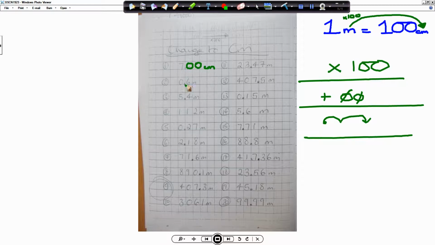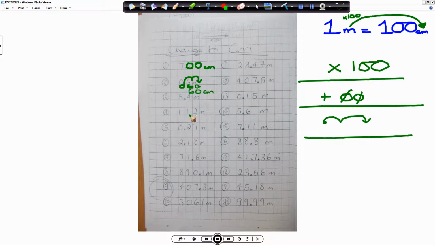So 0.6 meters, times it by 100. 1, 2. Drop the decimal point down. Copy down 0. Copy down 6. So we've got 0.60. And then when you finish with that, what does it become? 60 centimeters.